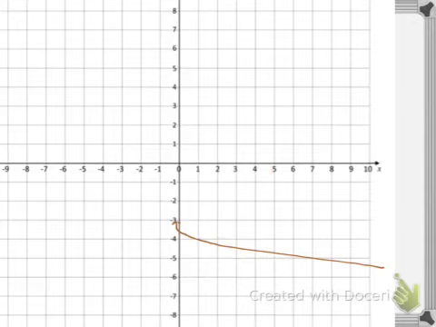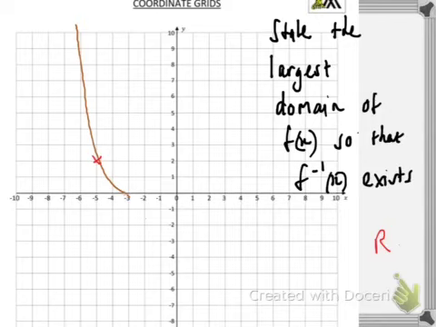Hope this is making sense. So the domain here, it says state the largest domain. We'll get to that in a minute. But my domain here now is negative 3 to negative infinity. If I restrict my domain to that, my inverse is a function.